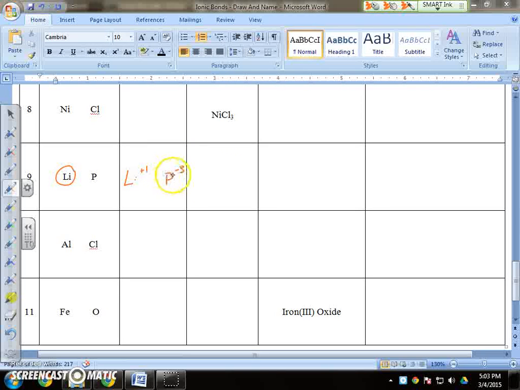So when I do the whole crisscross thing to get this down here and this down here, my formula is going to be Li3P. And I know my name is very simple. There's no numbers, no Roman numerals. Simply lithium phosphide. And so after we name it, we need to draw it because drawing's half the fun.